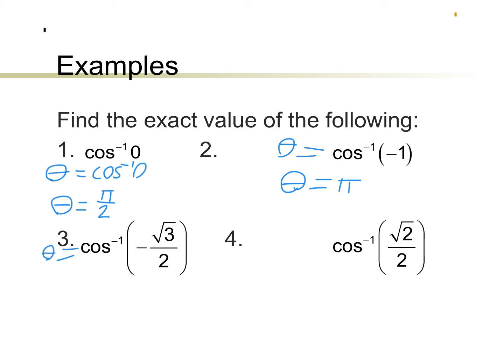Theta equals the cosine inverse of negative root 3 over 2. This will occur at 5 pi over 6. And theta equals inverse cosine of root 2 over 2. This will occur at pi over 4.